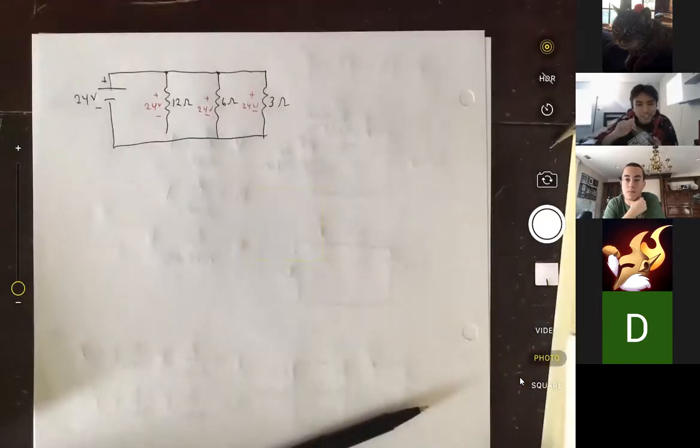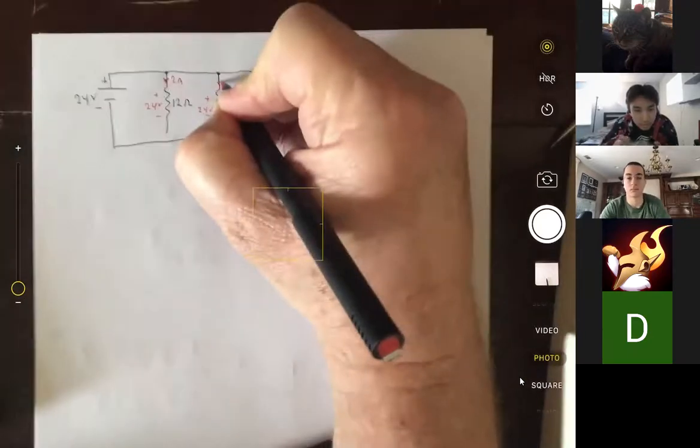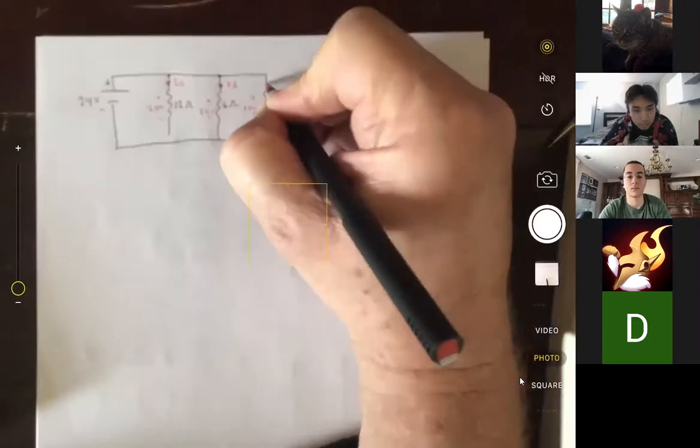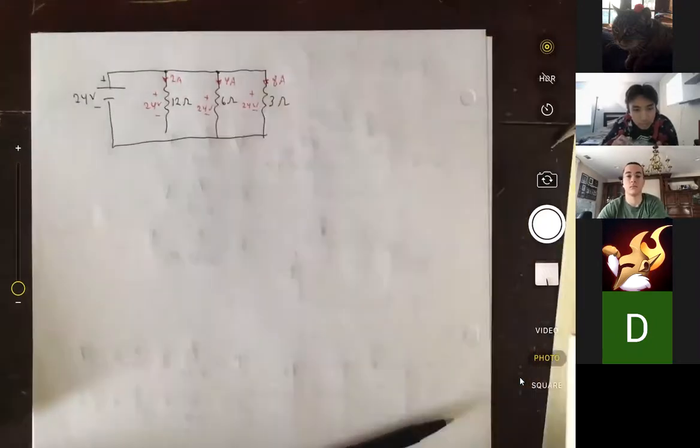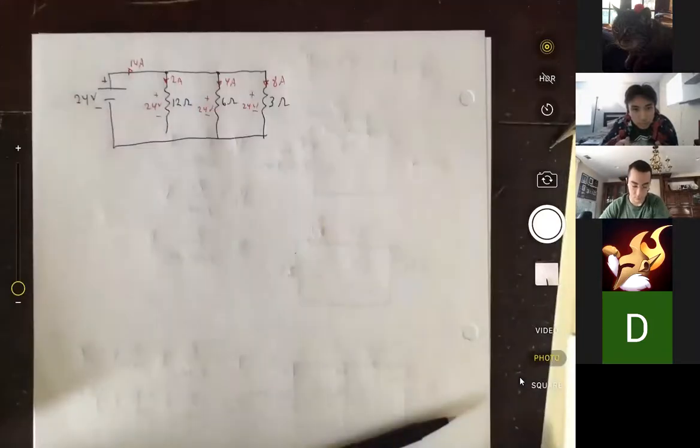So at this point, you would just do V equals IR. The current here is 2 amps, the current here is 4 amps, and the current here is 8 amps. So you would discover that you've got 14 amps coming from the battery. You wouldn't use any trickery with current dividers, because frankly, 3 or more is just too complex mathematically.